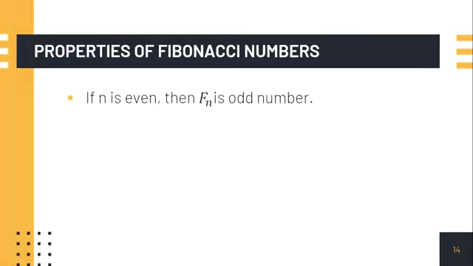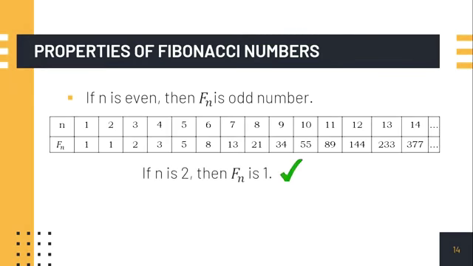if n is even, then f sub n is odd number. So, check natin. So, kapag ang n mo ay 2, sabi daw kapag ang n ay even number. So, ano ba yung even number? 2, 4, 6, 8, 10, and so on. So, kapag even number daw, tingnan natin. Kapag yung n mo ay even number, then yung f sub n mo, ang sagot daw ay odd number. Check natin. Kapag 2, yung sagot ay 1. Tama, kasi 1 is odd number, 2 is even number.